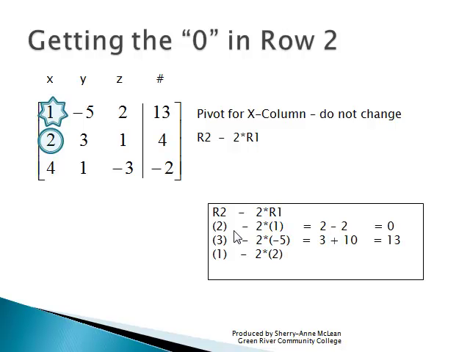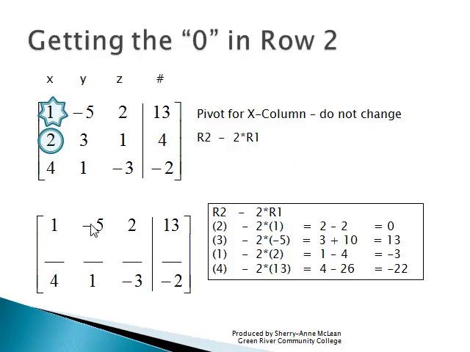Now go on to the Z column. Again, keep following that rule. The number in row 2, which is a 1, minus 2 times the number in row 1, which was a 2. And we do that, and we get 1 minus 4, which is a negative 3. Last, we're to the number column. Same idea again. The number in the second row is 4 minus 2 times the number in the first row, which was 13. And we get 4 minus 26 equals negative 22.